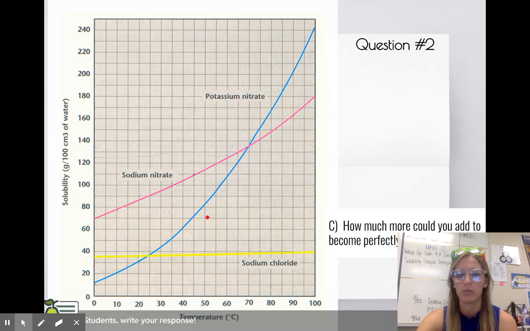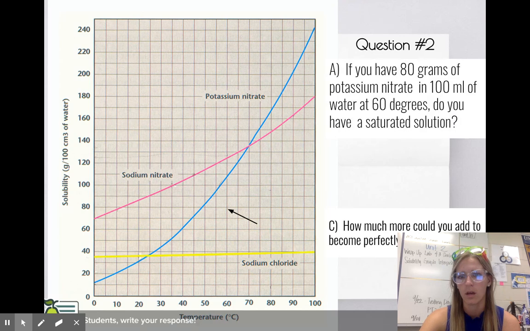How much more could you add to become perfectly saturated? So if we stayed at our 60 degrees with 80, how much could we add to make it a happy saturated solution? So again, we're at 80, we're going to count 10, 20, and then estimate about 29. So about 29 grams would make it a happy saturated solution.